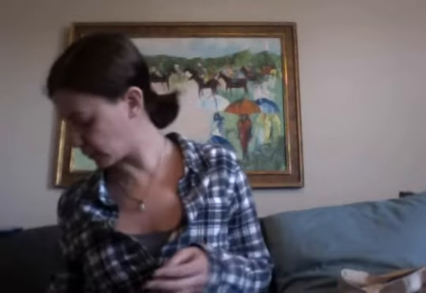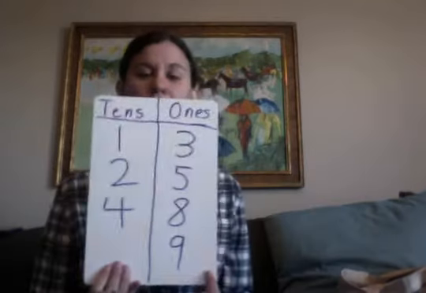Okay, here we go. You guys ready? Okay, remember I'm going to start with my buttons. So I've got a handful of buttons, and we're going to count by ones. 1, 2, 3, 4, 5, 6, 7, 8, 9. 9 ones. So I'm going to write my 9 on my board, right?